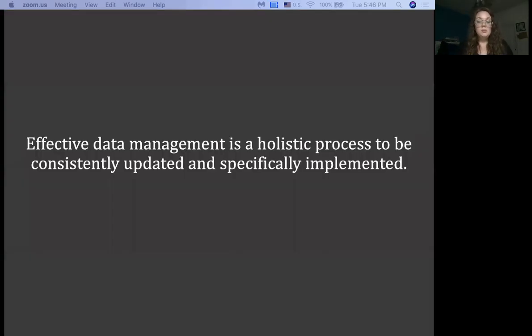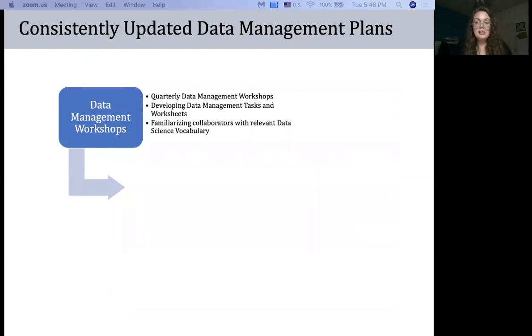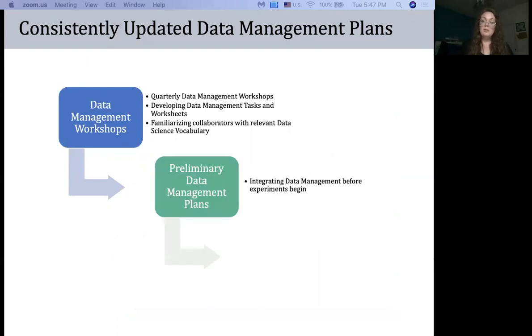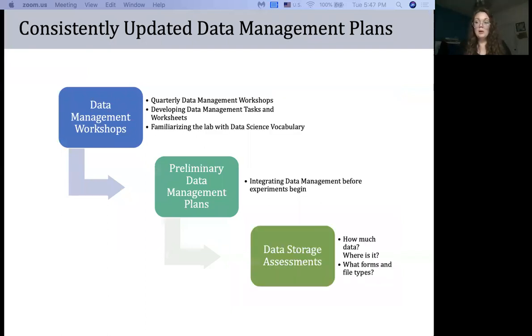But an effective data management plan is a holistic process to be consistently updated and specifically implemented. So what I mean by that is that our data management plans aren't created on an experiment by experiment basis, but actually on a quarterly basis. So what we do quarterly is data management workshops and worksheets so that all of our researchers, from our graduate students to our high school students, have worked on a data management plan. And then we actually create these preliminary data management plans for all techniques and methodologies that are commonly used throughout the lab. And we follow up with regular data storage assessments, so we're understanding of how much data we're actually generating, where it is, and what forms and file types it is included in.